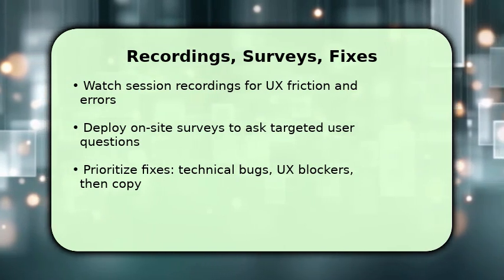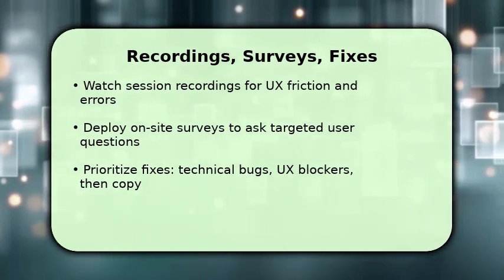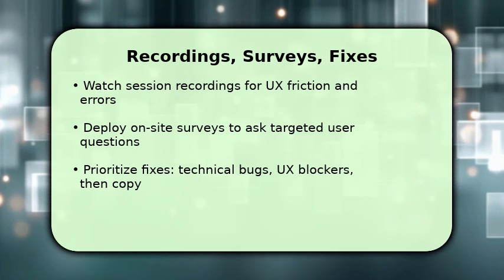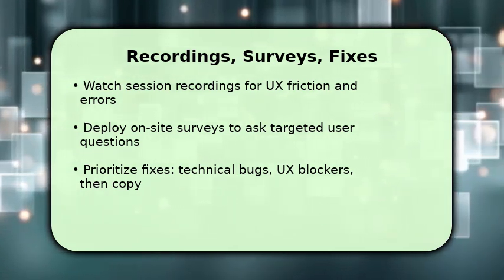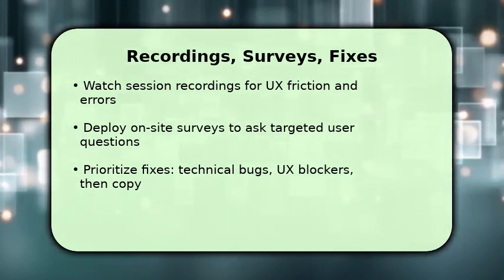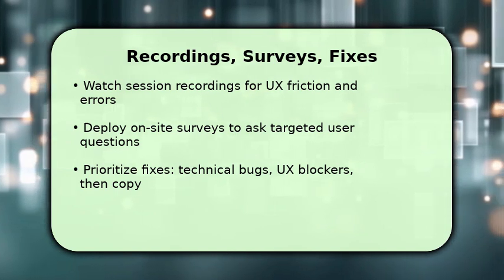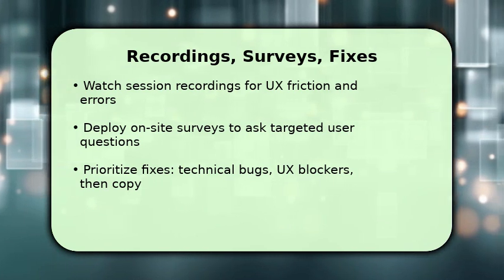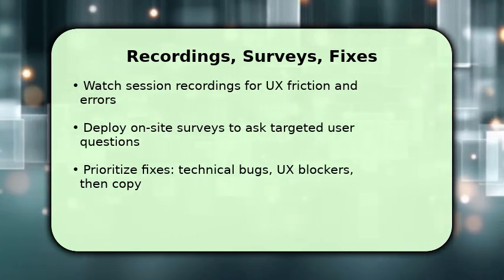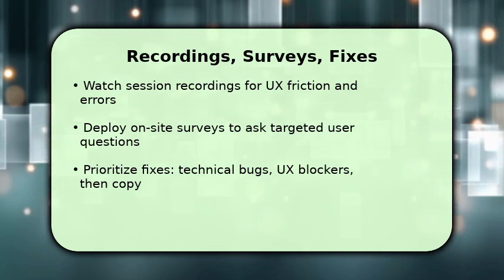While watching recordings, pause on rage clicks, JS errors, or form hesitations to understand the why behind numbers. Then run short on-site surveys or targeted feedback widgets to validate assumptions. Once validated, prioritize fixes. First, resolve critical technical errors. Next, remove UX blockers, then refine microcopy.